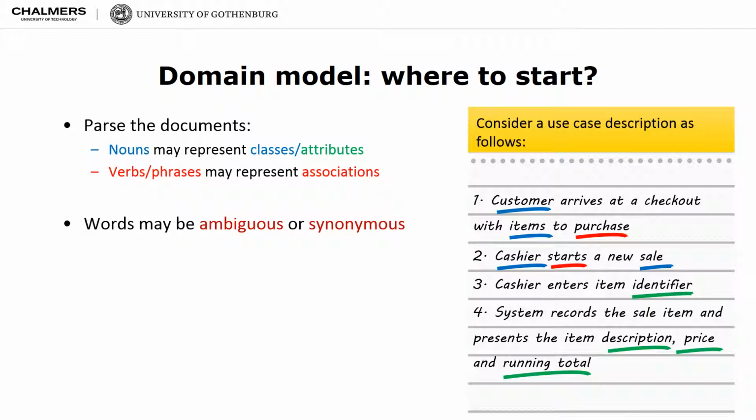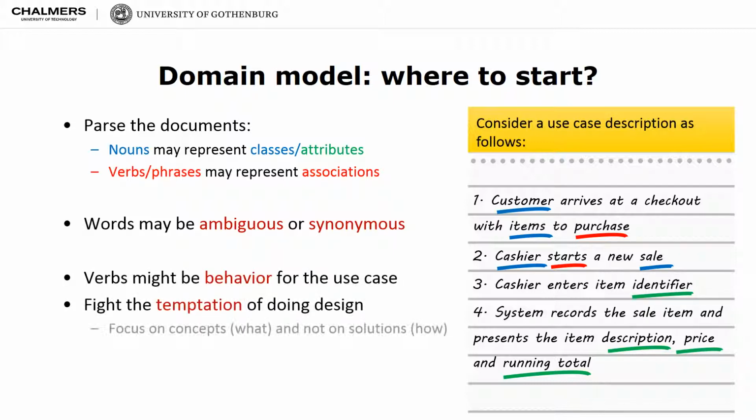Also, as mentioned previously, you have to be careful that sometimes verbs refer to behavior that is rather captured with use cases. So, for instance, you have a verb that is describing more a requirement than an association for your domain model. And also you have to fight the temptation of doing a design in your domain model. We covered the distinction between domain model and software design, and domain model and requirements in the first part of this lecture. If you don't recall that, this is a good time to take a break and go back to that.